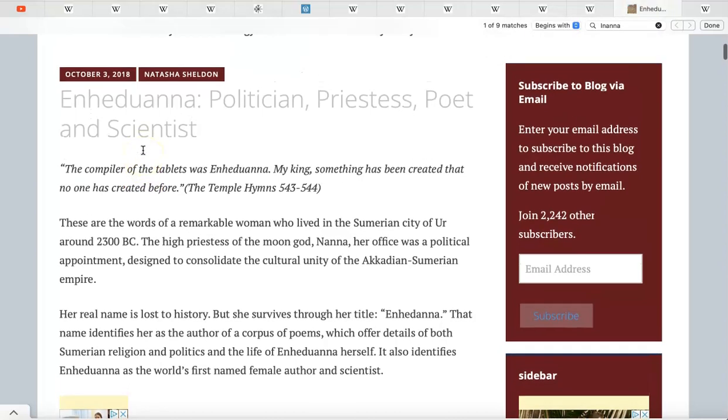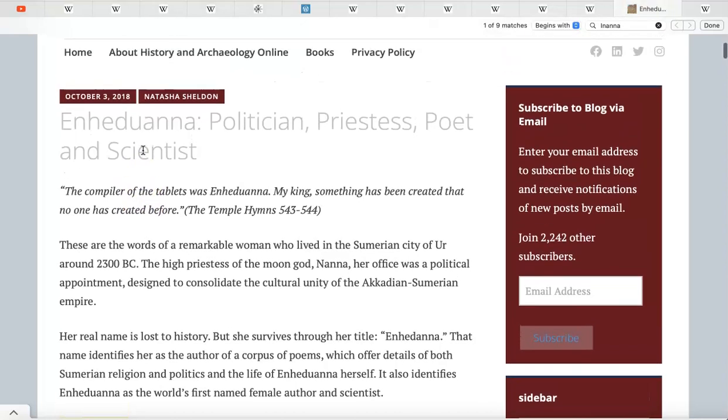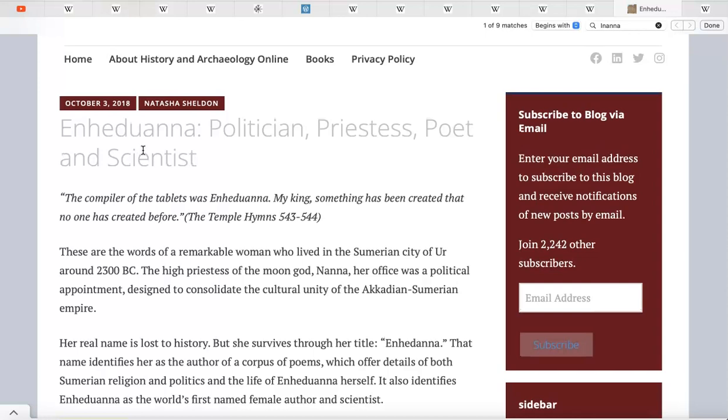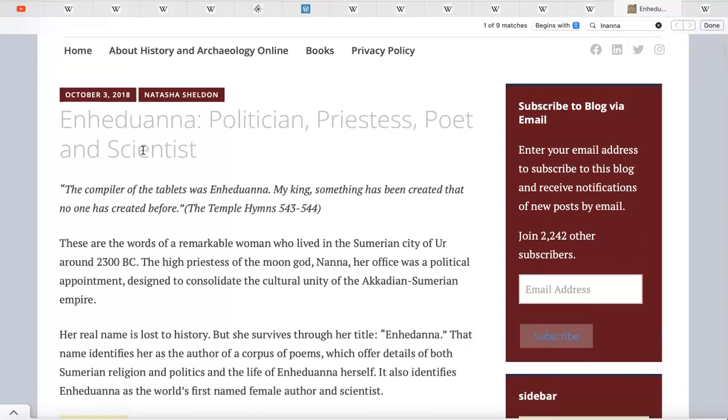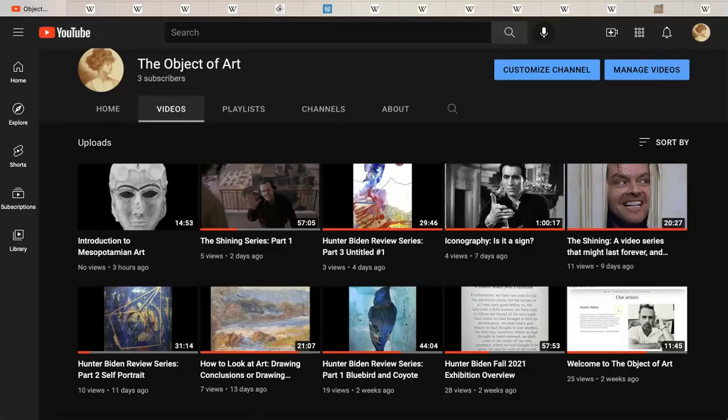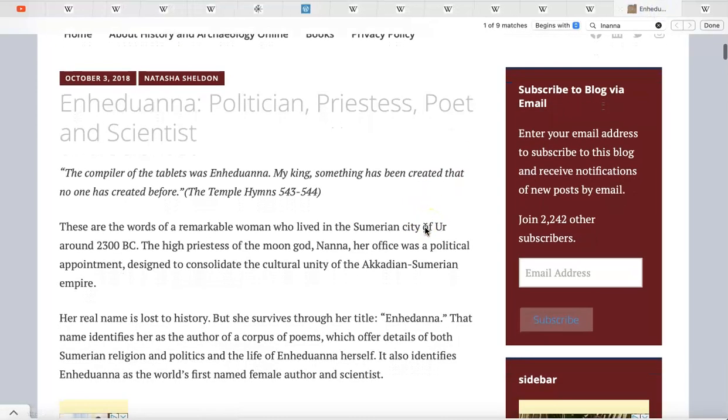So this wasn't just, you know, some lazy rich kid publishing their little book of poems. No, no, no. This poem and others that she wrote had a job to do. And you know, if you want some idea of what kind of job her poem was trying to do, you check out my Hunter Biden art review series. It's there. It's all there. I'll show you. Here it is. Okay, back to this last link that I want to talk about before I let you go.